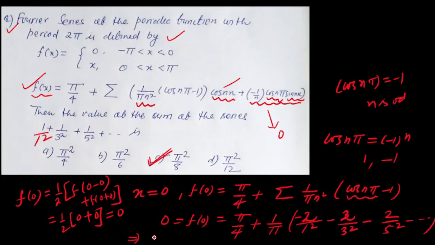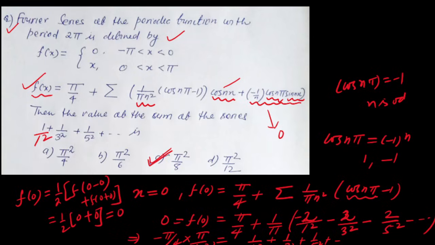If you simplify, you will get pi by 4 minus pi by 4 here in the left hand side, and here you can take minus 2 common, and if you multiply it here in the left, you will get pi by minus 2, and in the right hand side you will get the desired expression 1 by 1 square plus 1 by 3 square plus 1 by 5 square and so on. So this is nothing but pi into pi, pi square by 8. So the correct option is this.